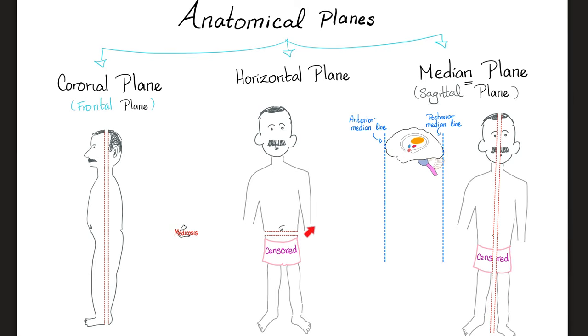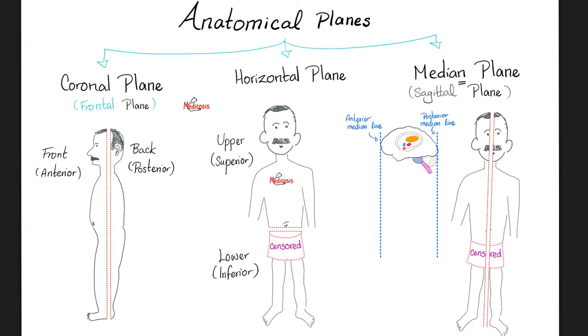There is a horizontal plane which will divide you into an upper half and a lower half. And there is a median plane which will divide you right smack in the midline into a right half and a left half. So this is anterior and posterior, upper versus lower, right versus left. Here's an important point. You see this anterior most part of the head, we call it anterior median line. And behind your head is the posterior median line. Do not confuse the word line with the word plane.